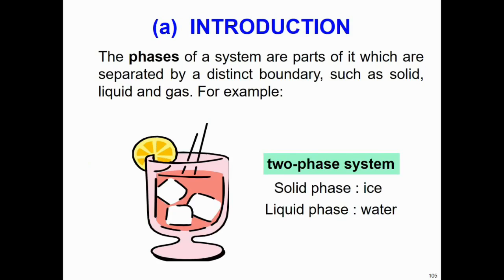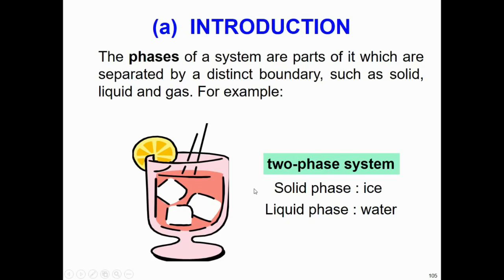First, let's learn what is meant by phase. A phase of a system are parts of it which are separated by a distinct boundary. It means that we can see clearly the boundary between each phase, such as between solid and liquid and gas. Let's look at an example.